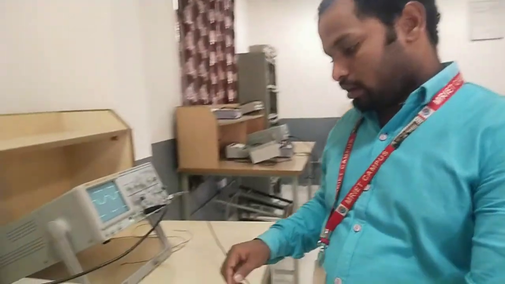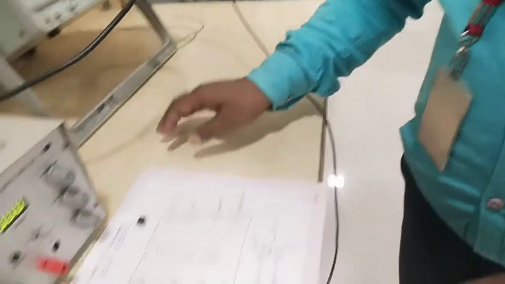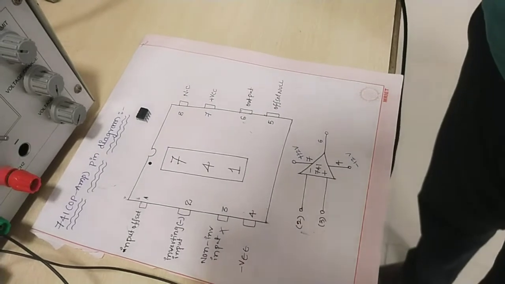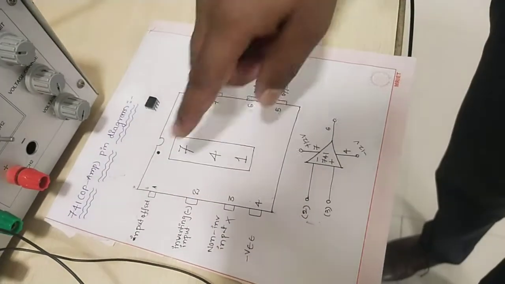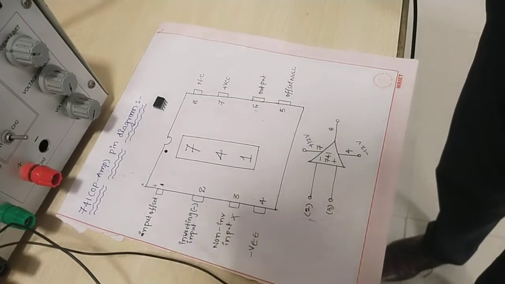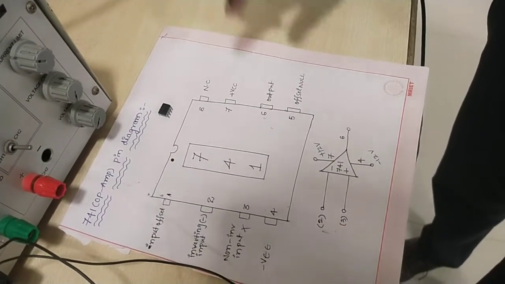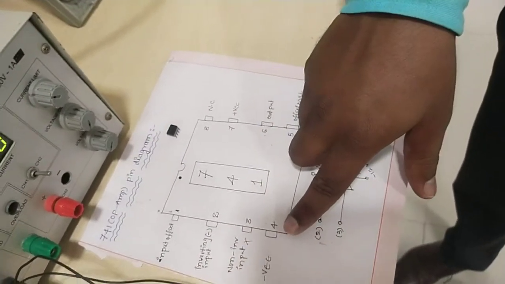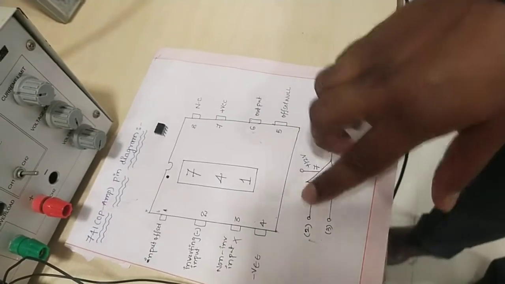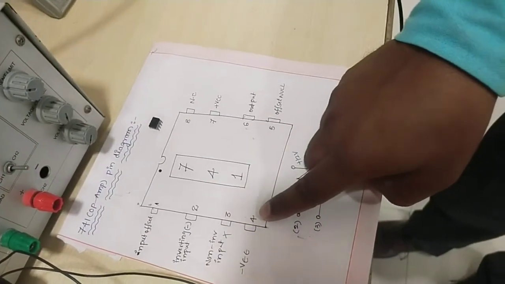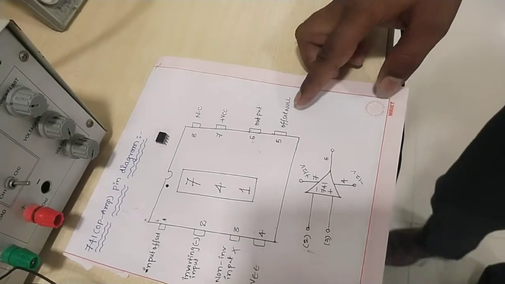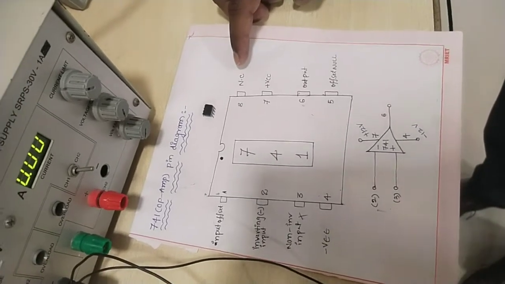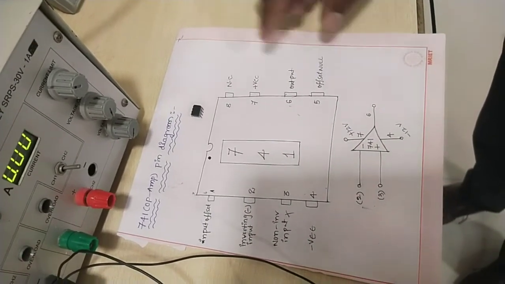circuit. Before discussing the comparator circuit, first we have to discuss the pin diagram of the IC741, the operational amplifier. In it, the first pin is the offset null, the second pin is the inverting terminal, the third pin is the non-inverting terminal, indicated as plus, and the fourth is minus VEE, pin number 4. The fifth pin is the offset null, the sixth pin is the output, the seventh pin is plus VCC, and the eighth pin is no connection. These are the pin descriptions.